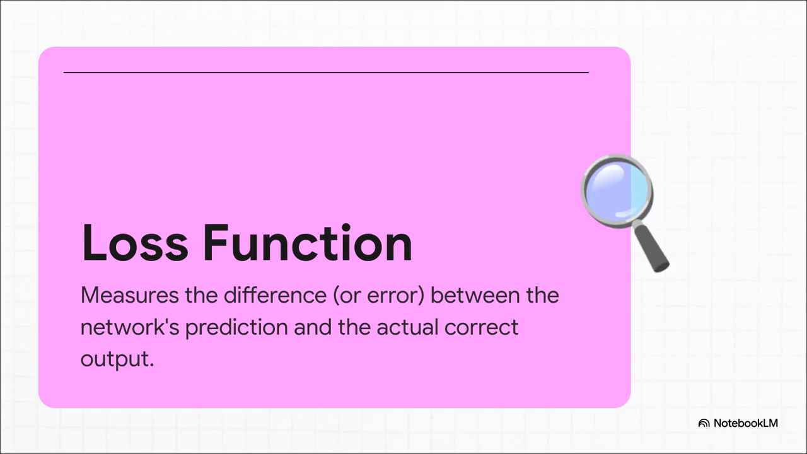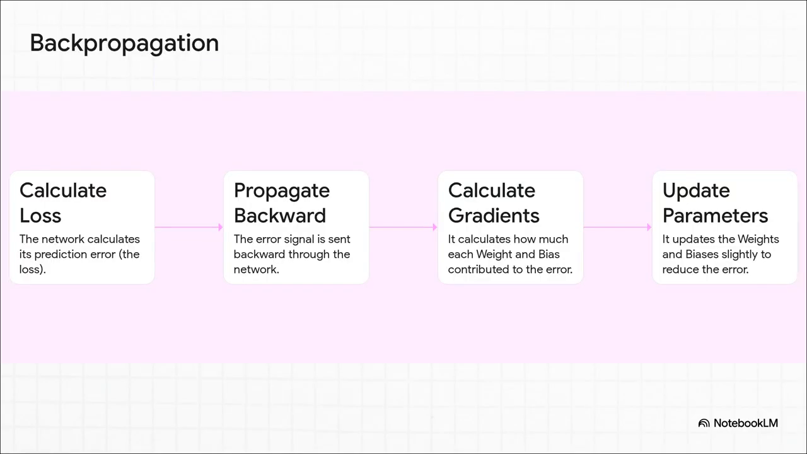It just compares the network's guess with the actual right answer and calculates a single number that represents the error. We call it the loss. A big number means a really bad guess. A small number means it was pretty close. And this is the learning part. It's called back propagation, and it's kind of brilliant.